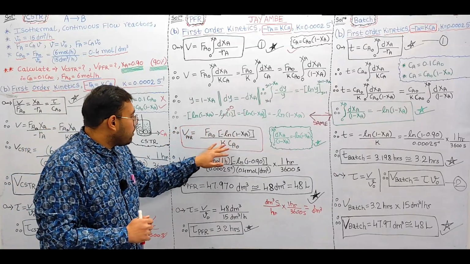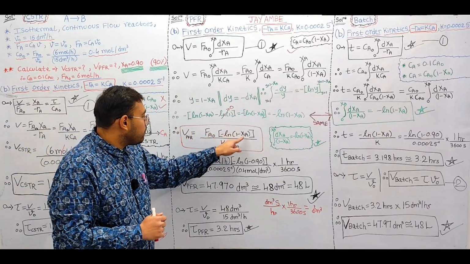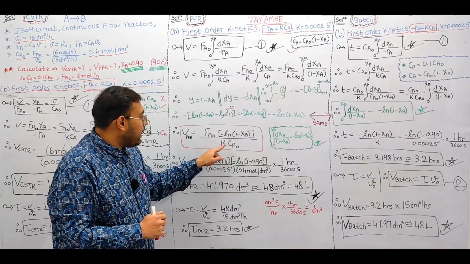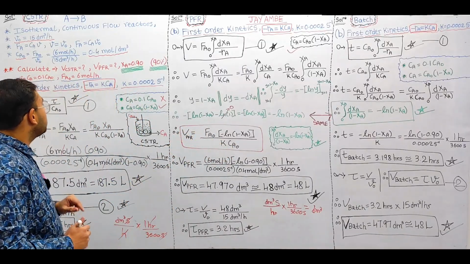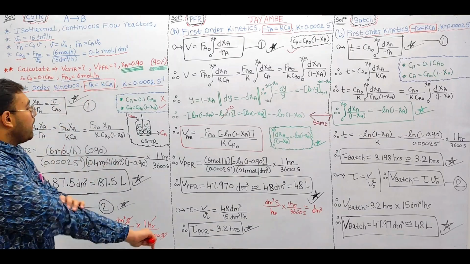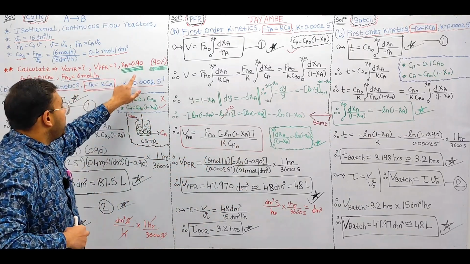So we have all the values of initial molar flow rate, conversion, rate constant K, and initial concentration. We need to just plug in all the values. So FA0 we have as 6 moles per hour. We have the conversion as 0.90.